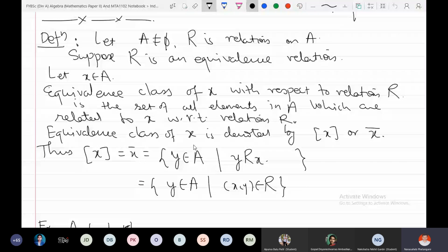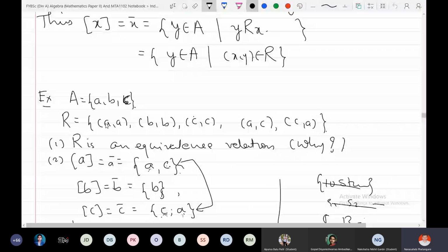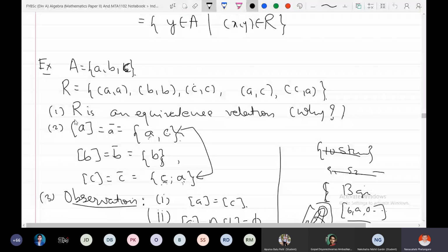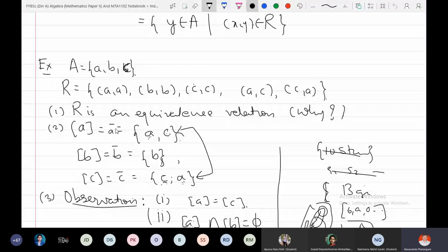And what is the class of X? Those elements which are related to X, that is the class of X. Right, so those elements which are related to X are called the equivalence class of X. So this is set {A, B, C} and R is a relation on set A. Then if you see the equivalence class of A, what are the elements related with A with respect to the relation? So A is related to A, A is related to C, and therefore A and C are in the class of A.